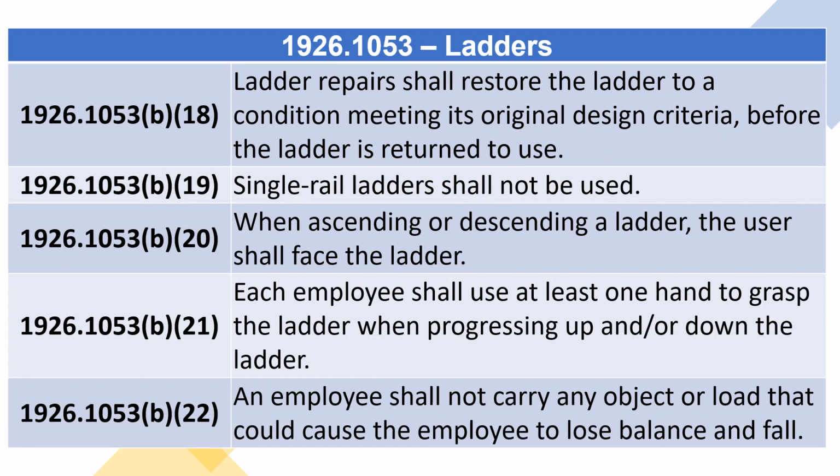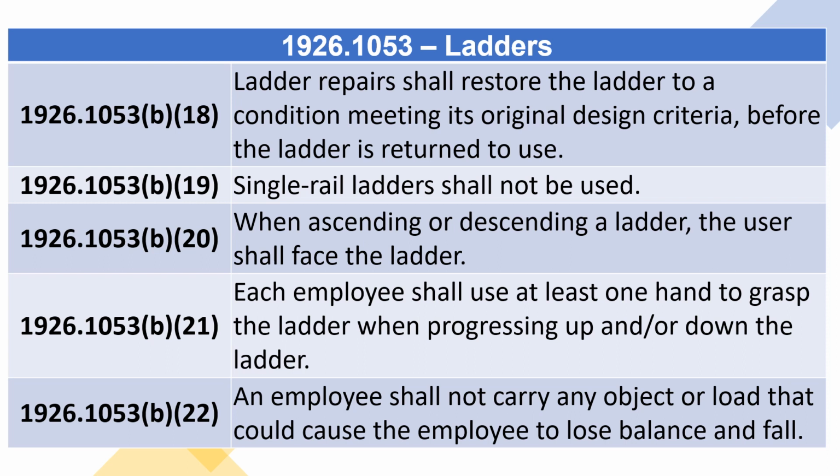1926.1053(b)(18). Ladder repairs shall restore the ladder to a condition meeting its original design criteria before the ladder is returned to use. 1926.1053(b)(19). Single rail ladders shall not be used. 1926.1053(b)(20). When ascending or descending a ladder, the user shall face the ladder.